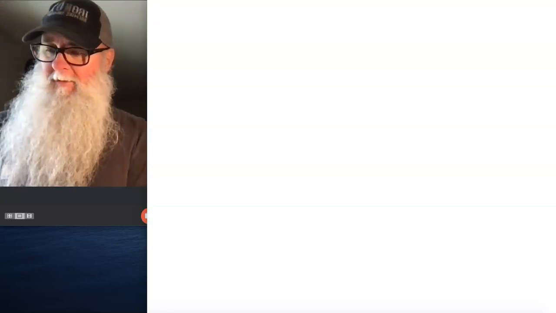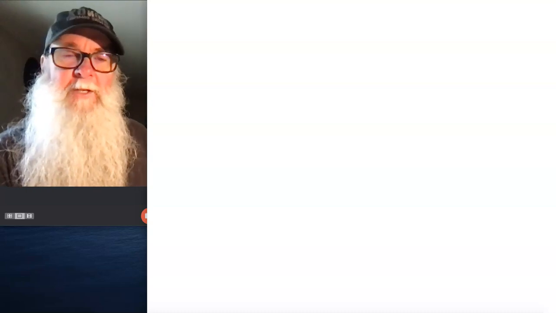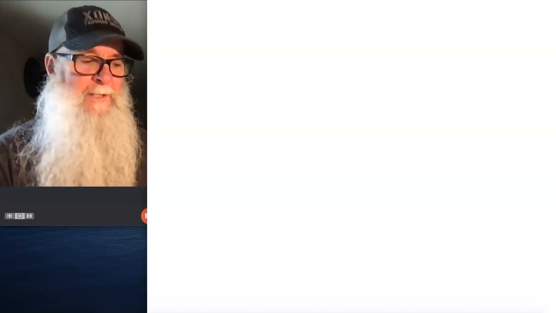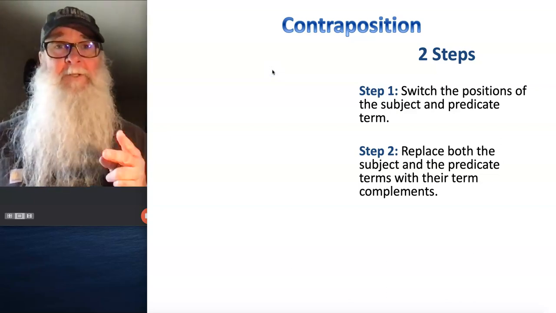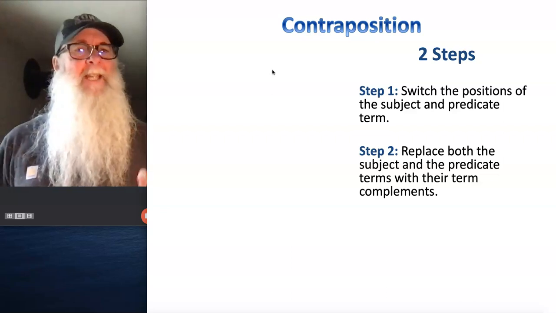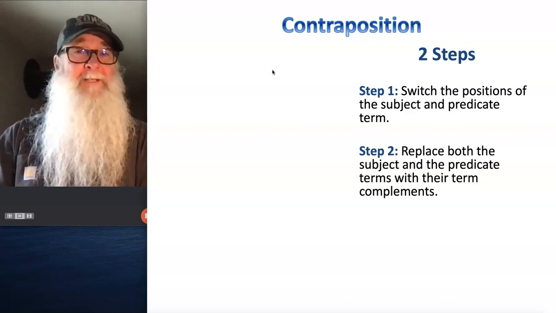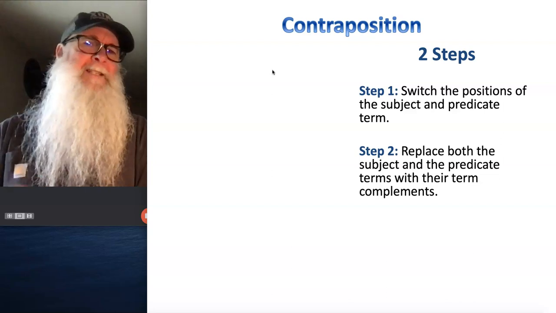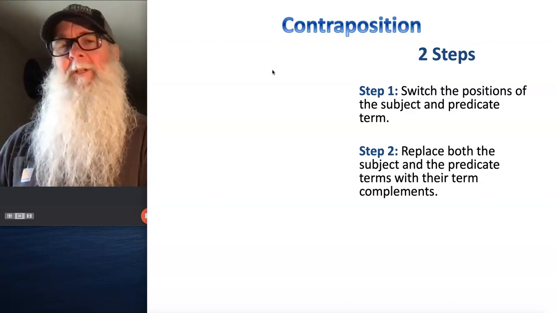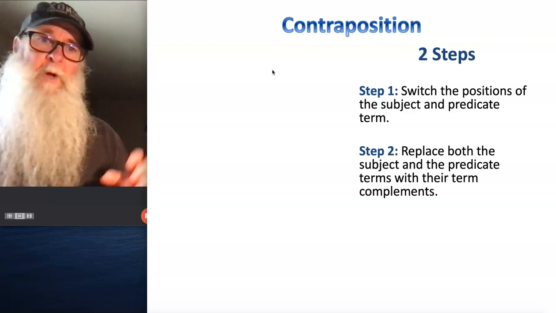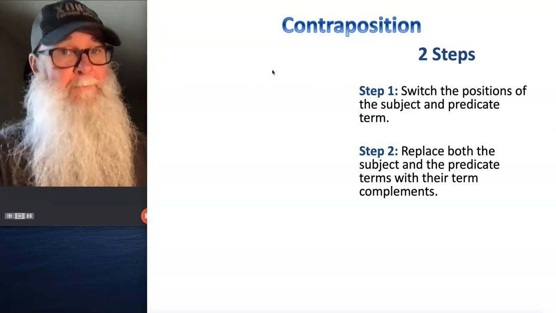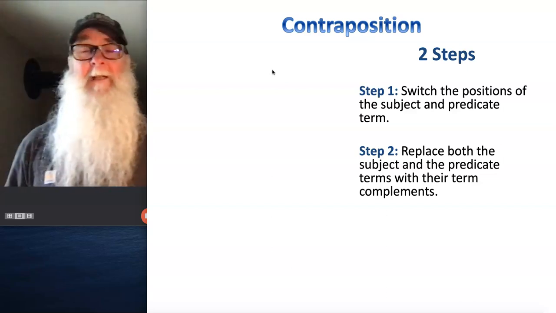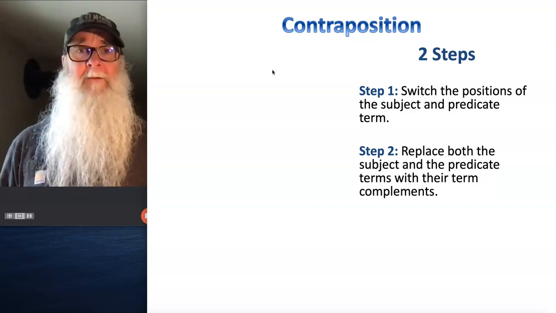All right, let's wrap up with our third and final operation that we're going to explore in this thought primer, and that is the operation of contraposition. And like obversion, contraposition involves two steps. Step number one is the same step as conversion. You switch the position of the subject and predicate terms. And step number two involves an element that we saw in our discussion of obversion. Now we replace not just the predicate term with its term complement, but both the subject and the predicate term. So both terms get replaced by their term complements in step two of contraposition.